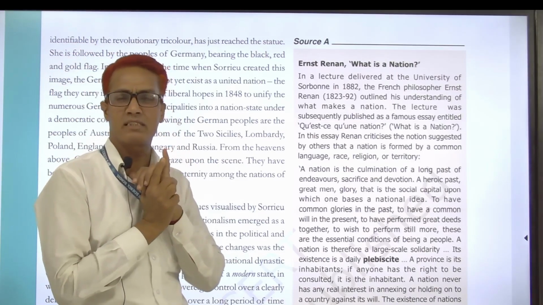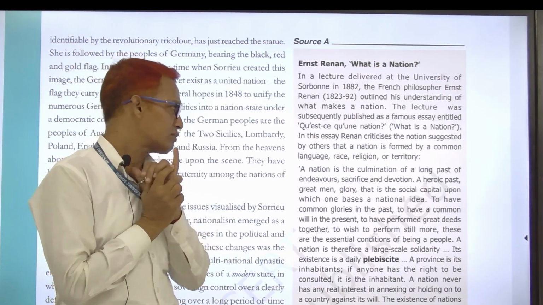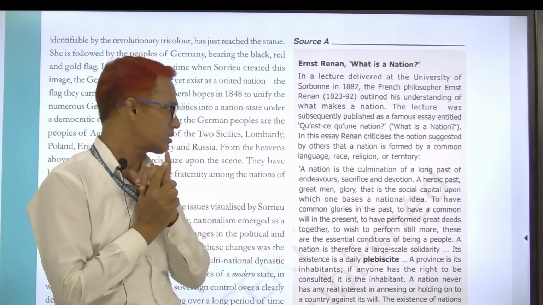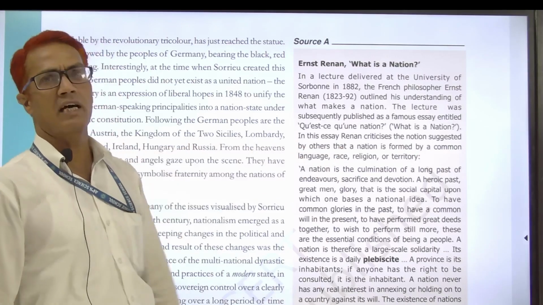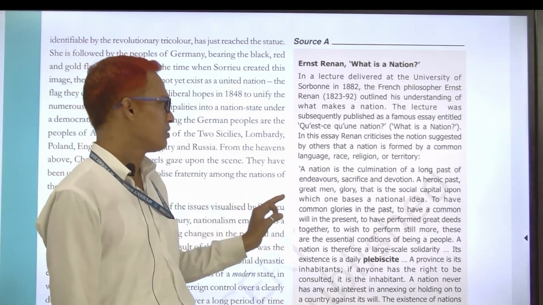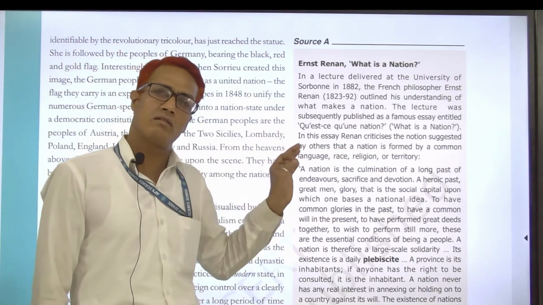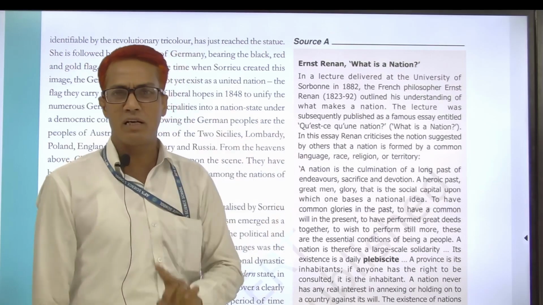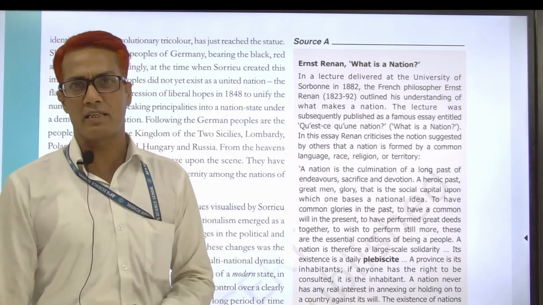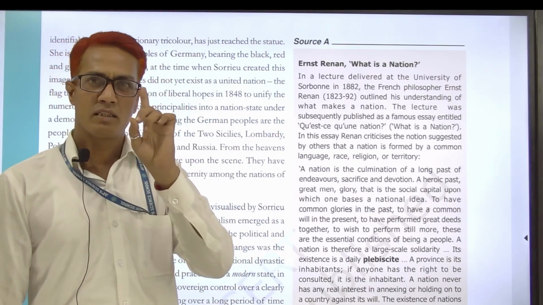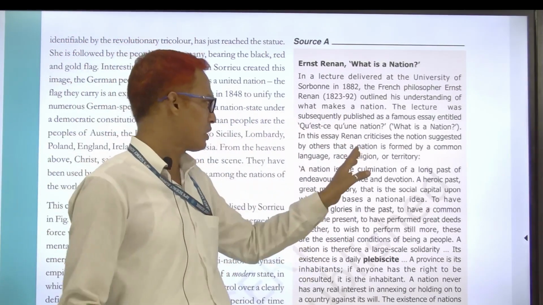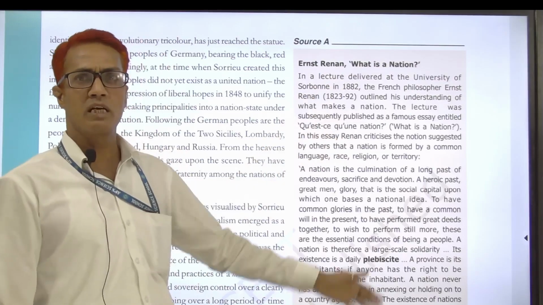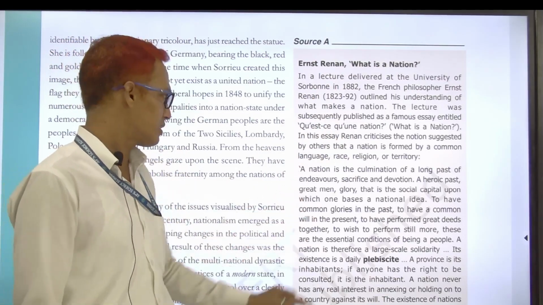Second point here, race. Language means bhasha, race means jati, religion means dharam. And the fourth point given here is territory. So these citizens have a common language, common race, common territory, and common religion. Four things, very very popular. So these two definitions are already given here.